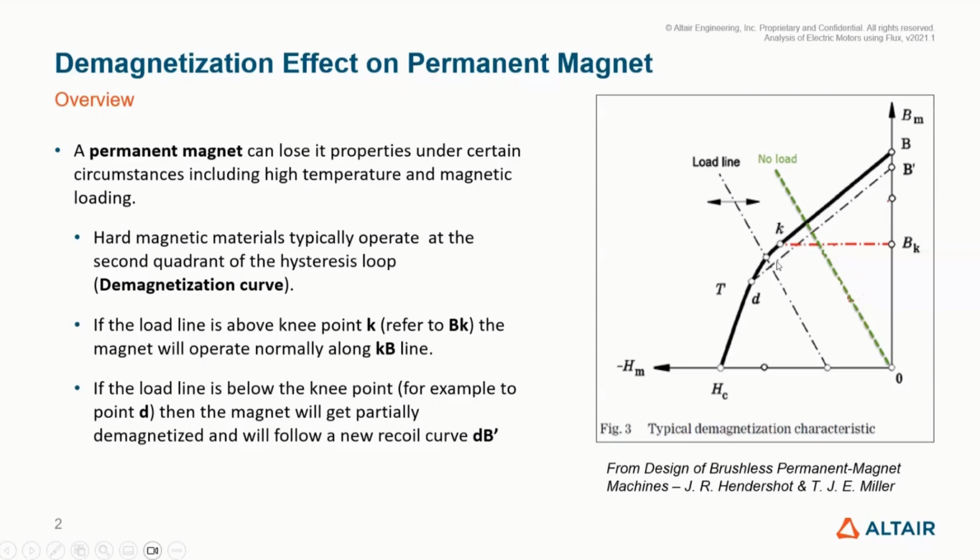If we have the working point below the load line, say for example T, then the magnet will partially demagnetize and follow the recoil curve, which is shown in the dotted line, dB dash. This is typically represented in the second quadrant for hard magnetic materials, or the permanent magnetic materials.